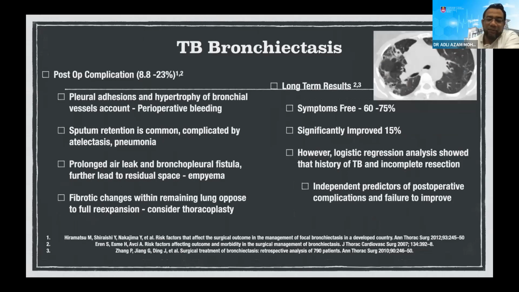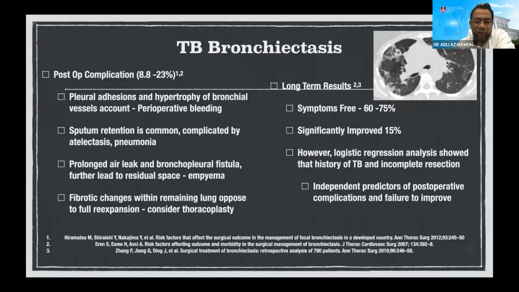Apart from the surgery itself, post-op complications can rise up to 20% because you have pleural adhesions and hypertrophic bronchial vessels. So we have perioperative bleeding intraoperatively, and then sputum retention is common, so you're complicated by atelectasis and pneumonia postoperatively. You get prolonged air leak and bronchopleural fistula that lead to residual space, later to be empyema. And also, doing surgery with bronchiectasis can lead to fibrotic changes within the remaining lung, opposing full lung expansion.